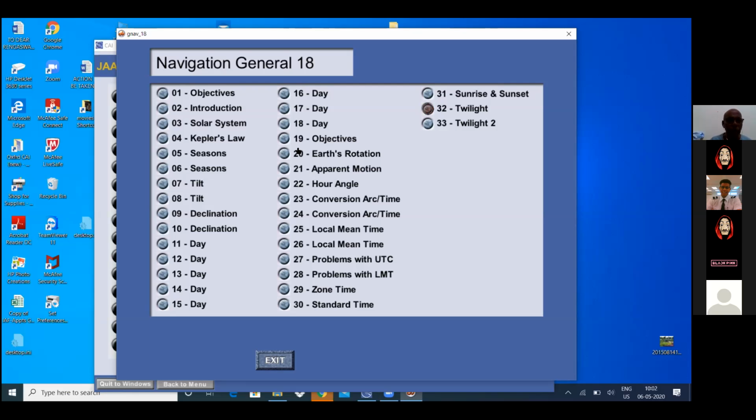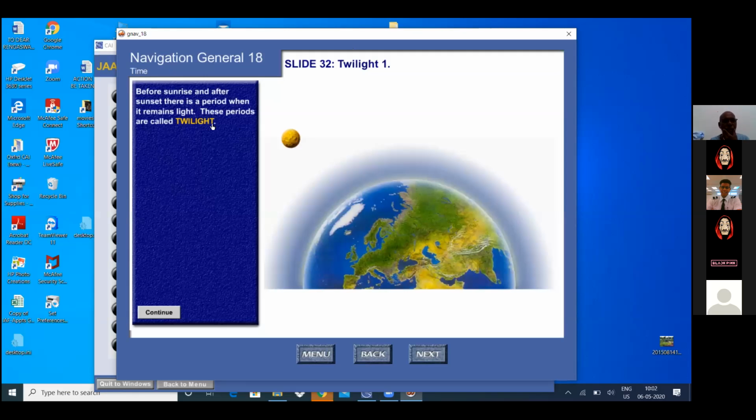Before sunrise and after sunset, there is a period when it remains light, and these periods are called twilight. So I told you there's something called civil twilight. You need to know that there are different types of horizon. We will then correlate it with the sun.